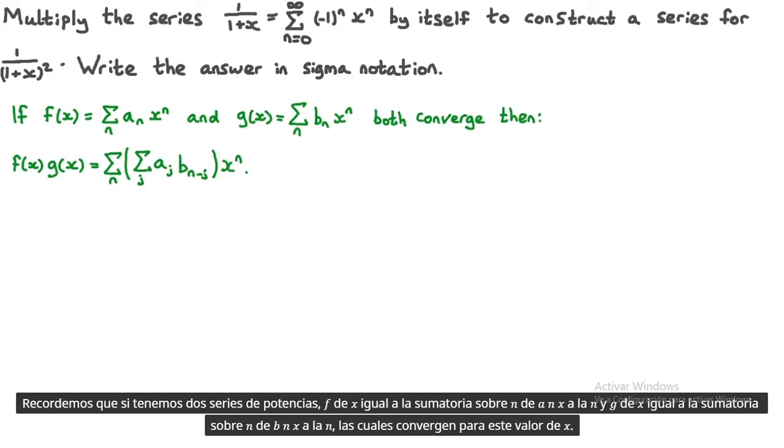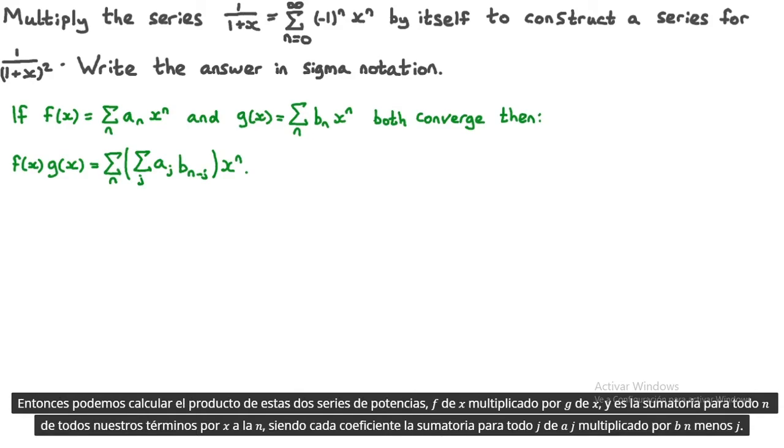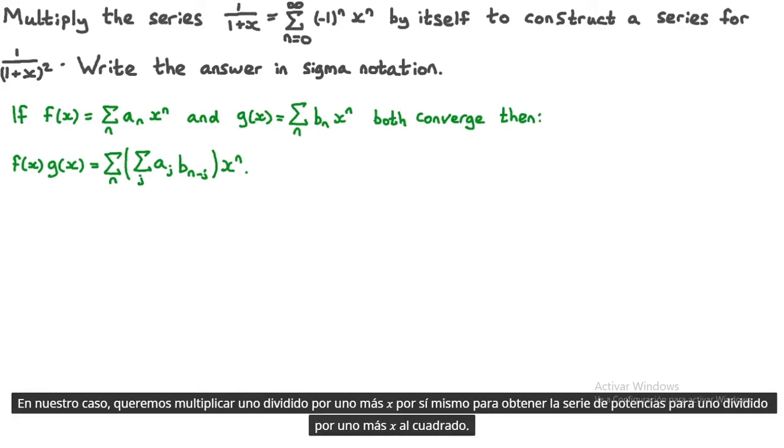For this value of x, then, we can calculate the product of these two power series, f(x) multiplied by g(x), as the sum over n of all of our x to the nth power terms with the coefficient the sum over j, a_j multiplied by b_(n-j). In our case, we want to multiply 1 divided by 1 plus x by itself to get a power series for 1 divided by (1 plus x) squared.